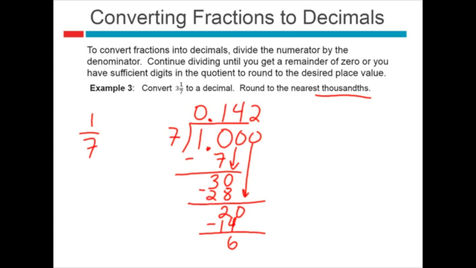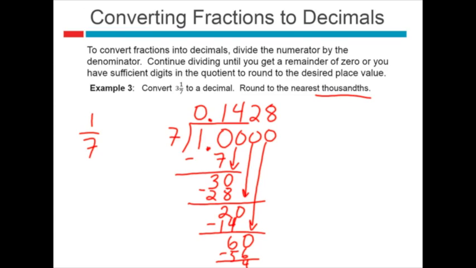All right, so where were we? We had a remainder of 6 so far. And we're going to add one more 0 and bring it down. So 7 goes into 60 how many times? 8 times. Because 8 times 7 is 56. Okay, so now we have sufficient digits to round to our desired place value.